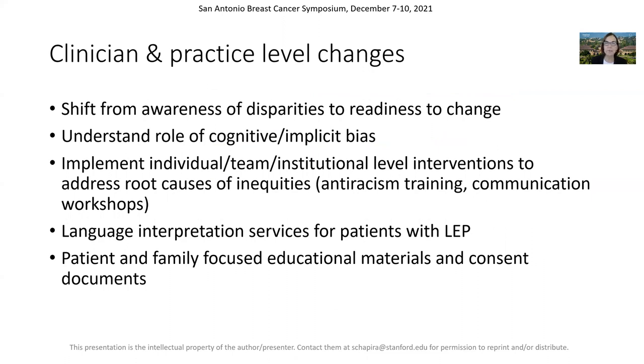So from a clinician and practice level perspective, there need to be some changes. We need to shift people's awareness from just saying that they recognize that there are disparities to being ready to change. And this means understanding the role of biases, cognitive biases, implicit biases that may pose a barrier to us reaching out to patients and actively making the changes necessary to enroll underrepresented minorities into trials. We need to implement individual, team, and institutional level interventions to address the root causes of inequities.